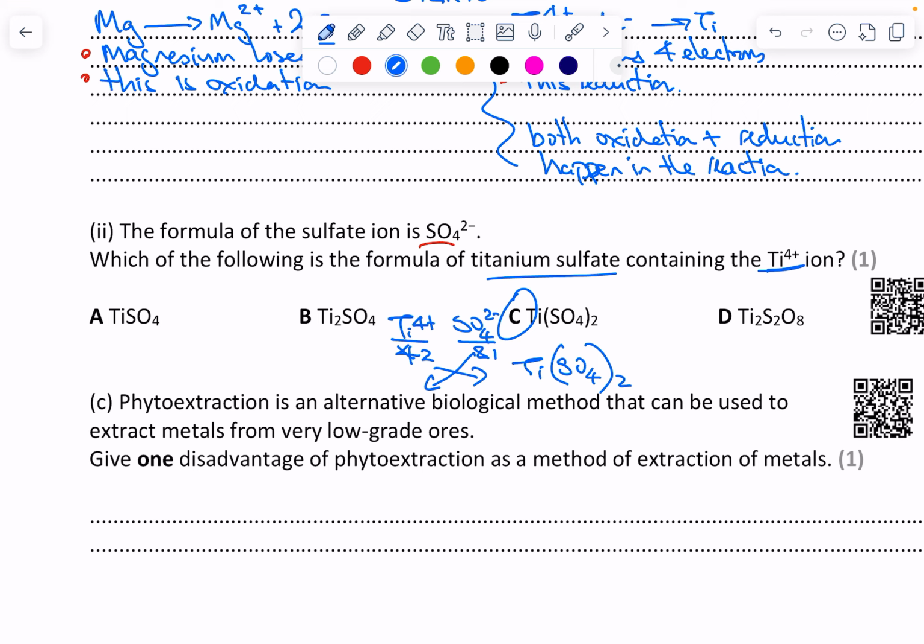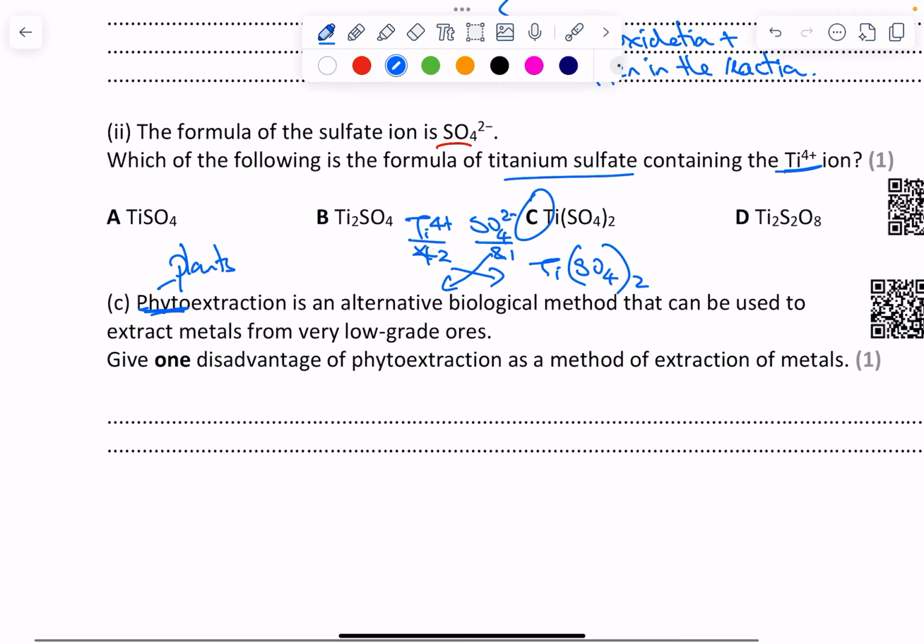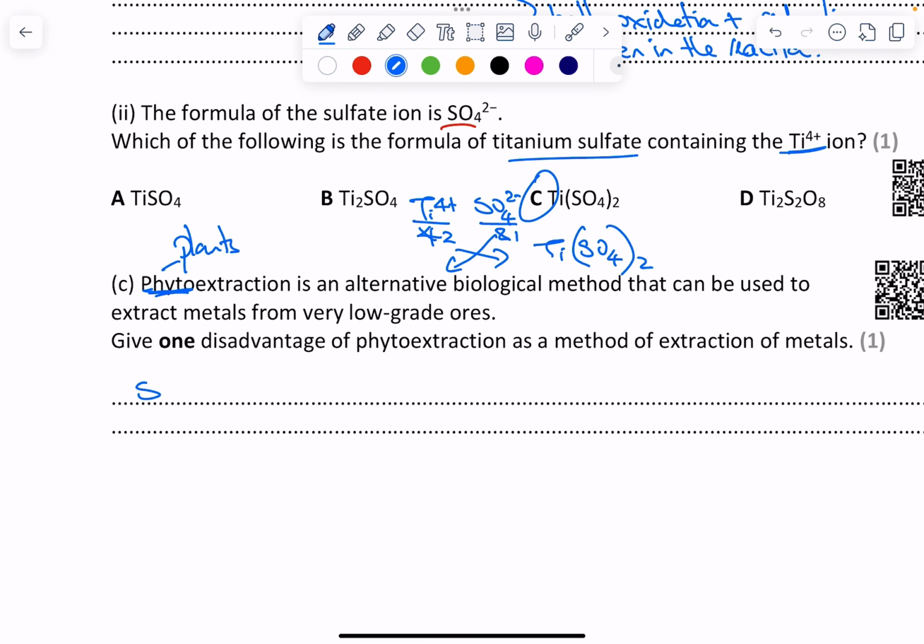Next little bit, phytoextraction is used. Remember, phyto is Greek for plants. This is using plants to extract metals. Give one disadvantage of this process. Well, if we are going to be growing plants to do this, the process is a slow process. So you need 1 mark here.